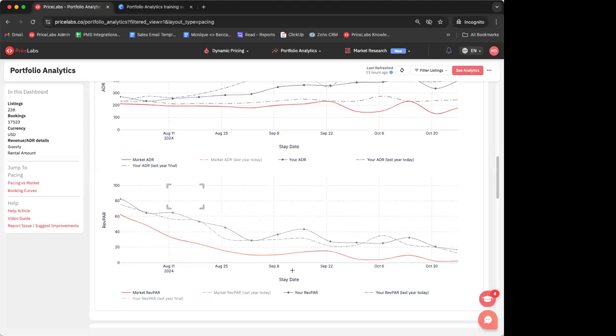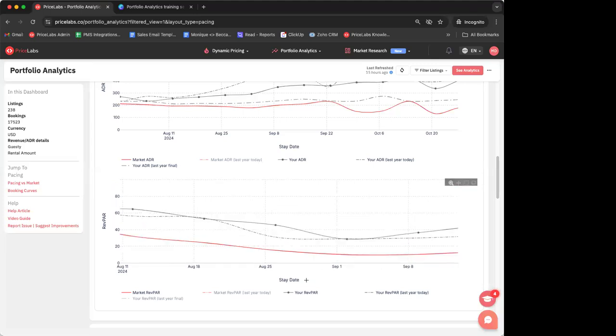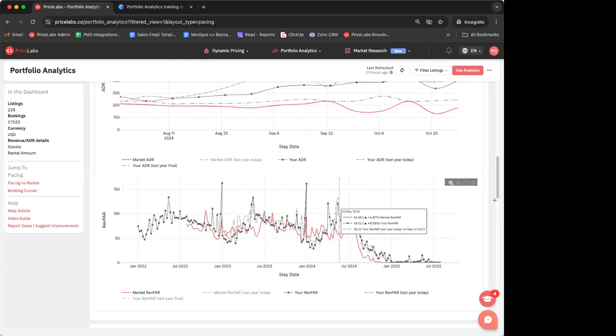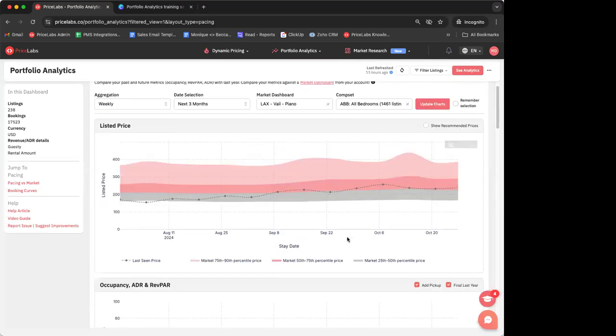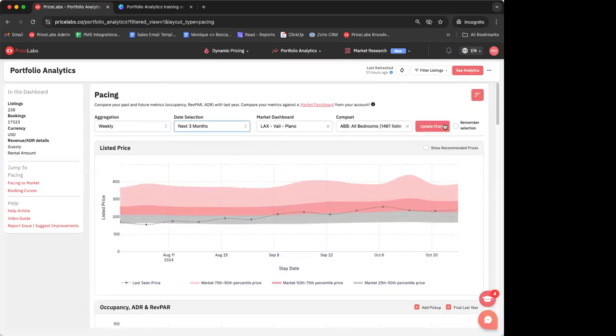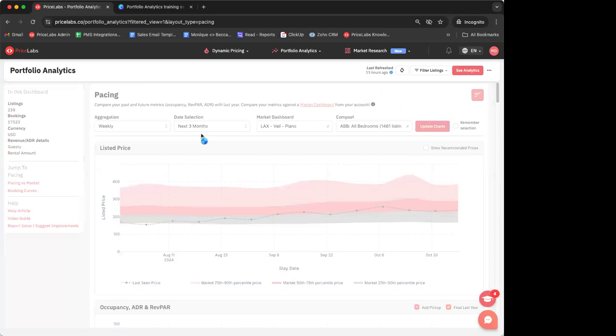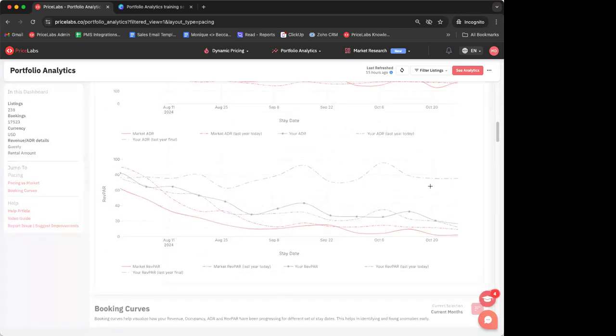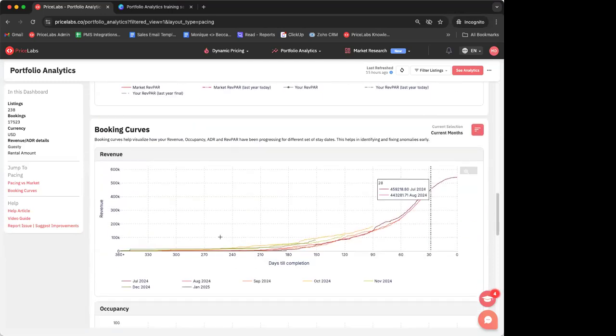On these charts too, you can also click to zoom in, double click to zoom back out. When you double click to zoom back out, it'll kind of show you everything. So if you need to reset, just go back up here, select the date range, click update charts, and that will show you the date range that you've selected. All right, there we go.